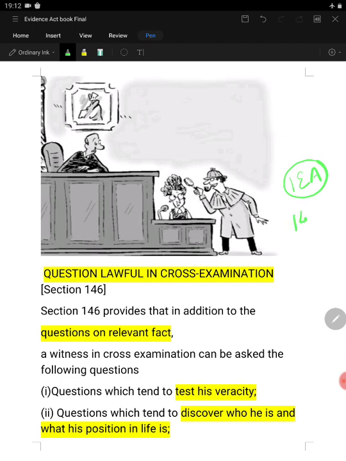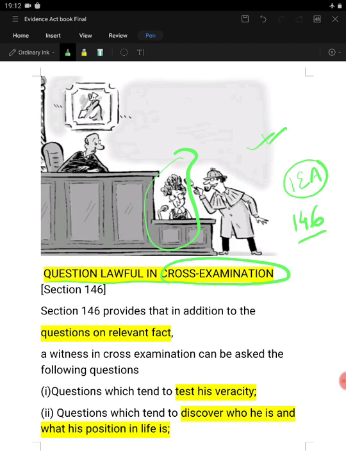Today we will be dealing with Section 146. Section 146 states questions which are lawful in cross examination. That is, when cross examination of a witness is being done, what questions are lawful, what questions can be asked as such.